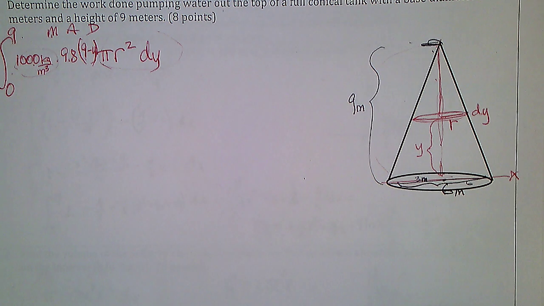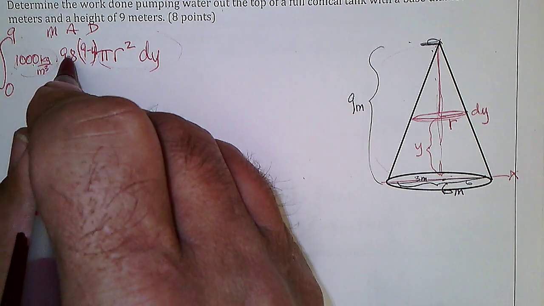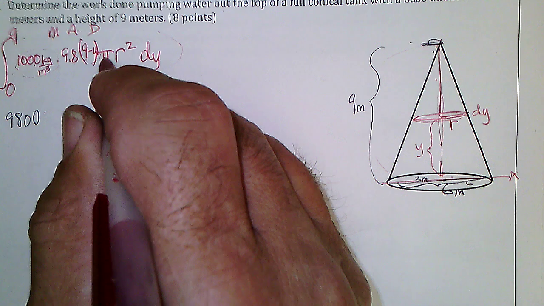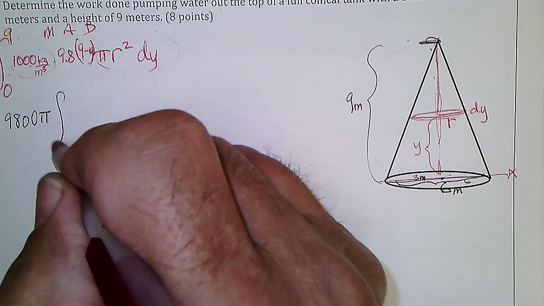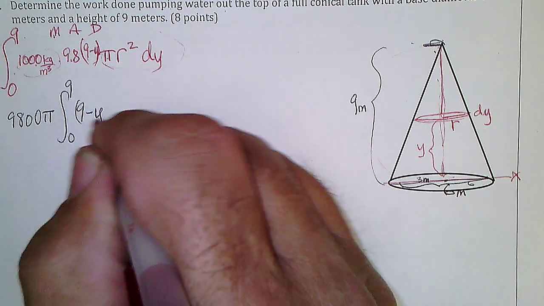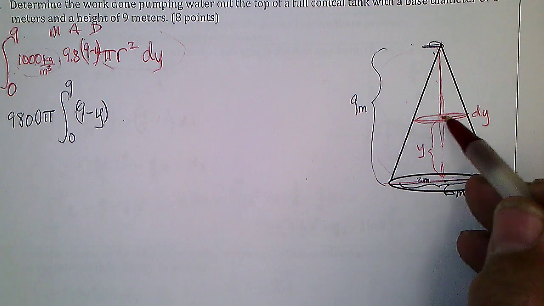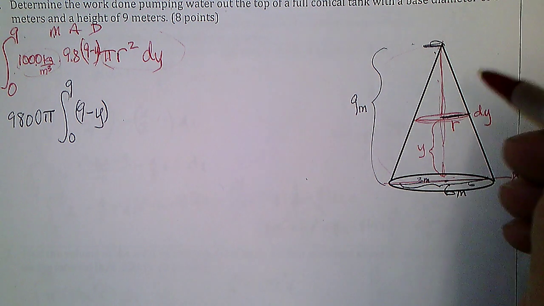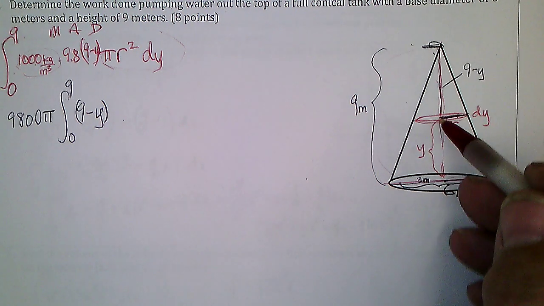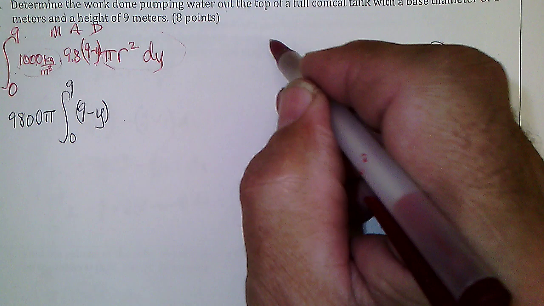Okay. So cleaning this up a little bit, I've got 9.8 times 1,000, that's 9800, and the pi. On the outside, integral 0 to 9 of 9 minus y times r squared. So let's see, I need to solve for r. I'm seeing triangles. This was 9 minus y. Then I've got this big triangle. So I want to solve for r.